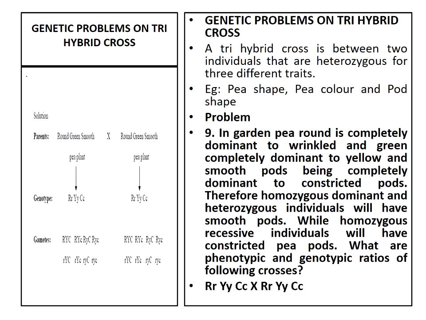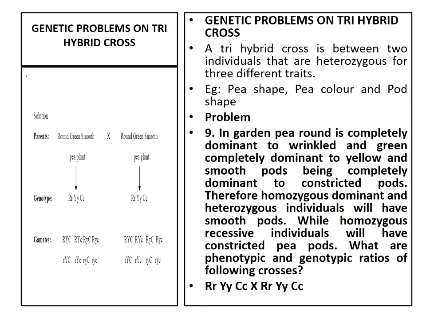A trihybrid cross is between two individuals that are heterozygous for three different traits. So here the cross is between individuals which differ in three traits. Different traits or characters are going to cross. For example, the pea shape, the pea color, and also the pod shape. These are examples for trihybrid cross. And let us look at the problems.